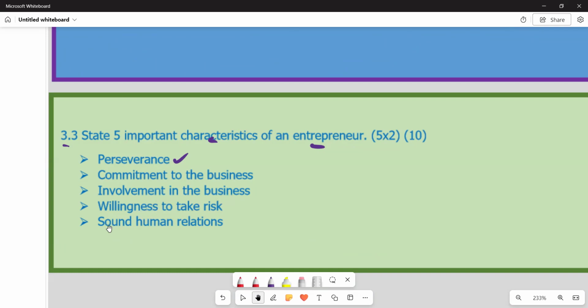And then the last one, sound human relations, because we are dealing with various stakeholders as a business. You have your suppliers and your customers that you are going to deal with. You should be able to communicate with those stakeholders or parties so that your business can prosper. Those are some of the important characteristics that should be possessed by an entrepreneur. We have 5 points, each with 2 marks, giving us our 10 total marks for question 3.3.